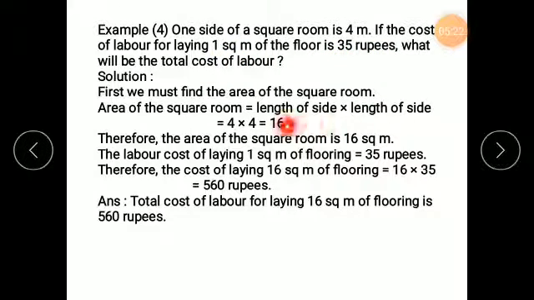So 16 स्क्वायर मीटर के लिए कितने, कौन सा ऑपरेशन होगा, multiplication. So therefore the cost of laying 16 square meter of flooring is 16 into 35. Okay, so it is equal to 560 rupees. So the total cost of labor for laying 16 square meter of flooring is 560 rupees.